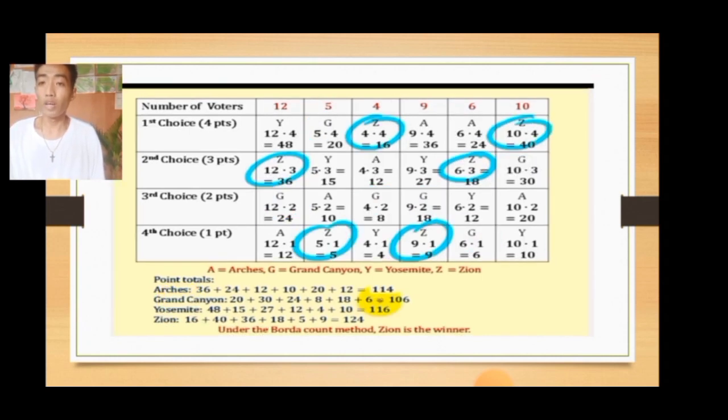For Zion, the first choice gets 8 points, the second choice 6 points, the third choice no points, and the fourth choice 2 points. The total is 48 plus 15 plus 27 plus 12 plus 4 plus 10 equals 116.